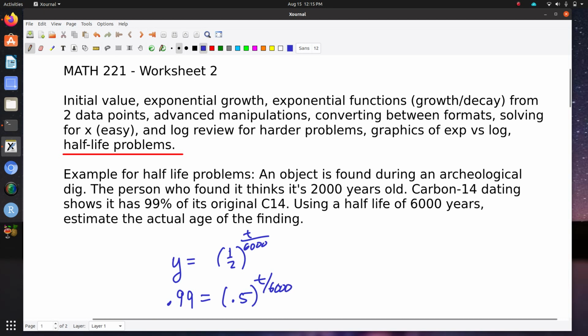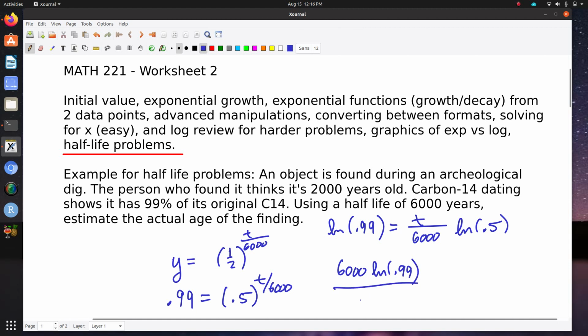And so what you do is you take the natural log of both sides, and of course that exponent pops down, t over 6,000 times natural log of 0.5, and then you solve for t: natural log of 0.99 over natural log of 0.5, and then that 6,000 ends up on the other side with the natural log of 0.99, and you get natural log of 0.5 under here, and t goes over there. So I'm not going to answer this question, I just wanted to show you the process. Then you find the time at which, like, this is the age of the object.